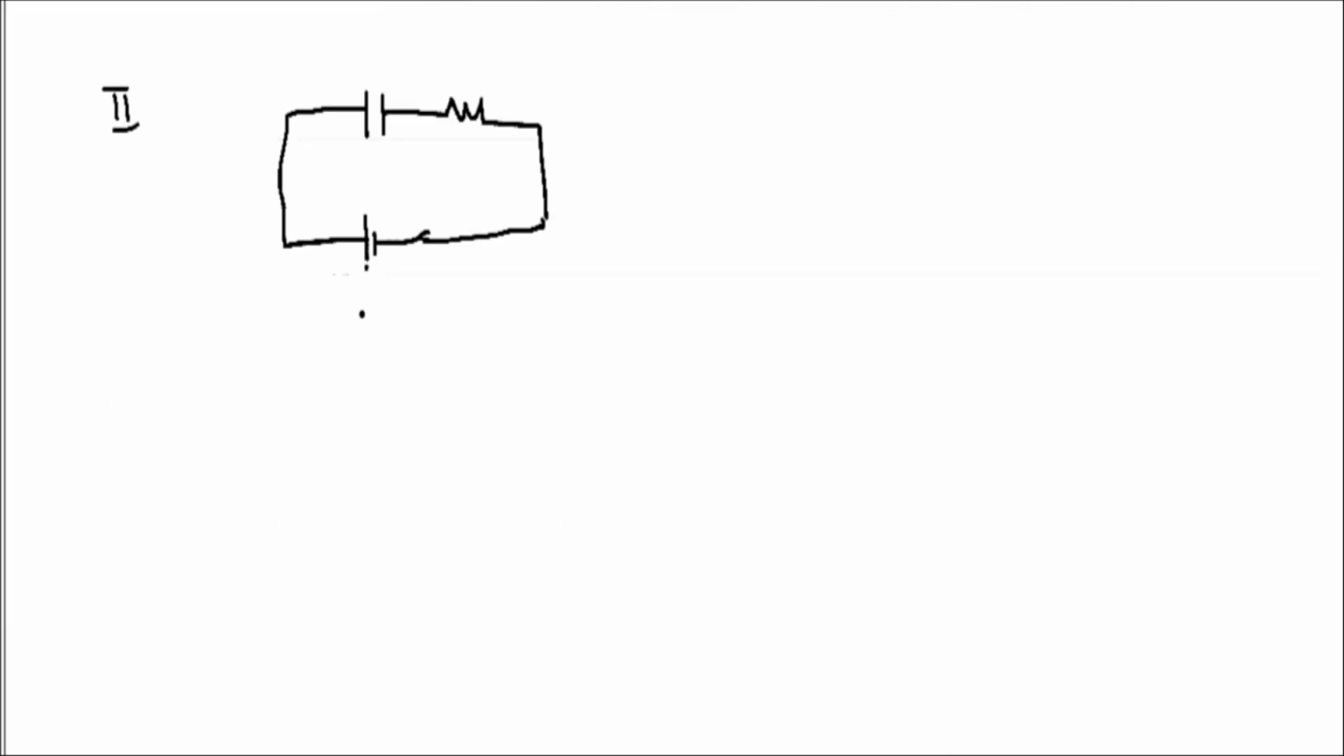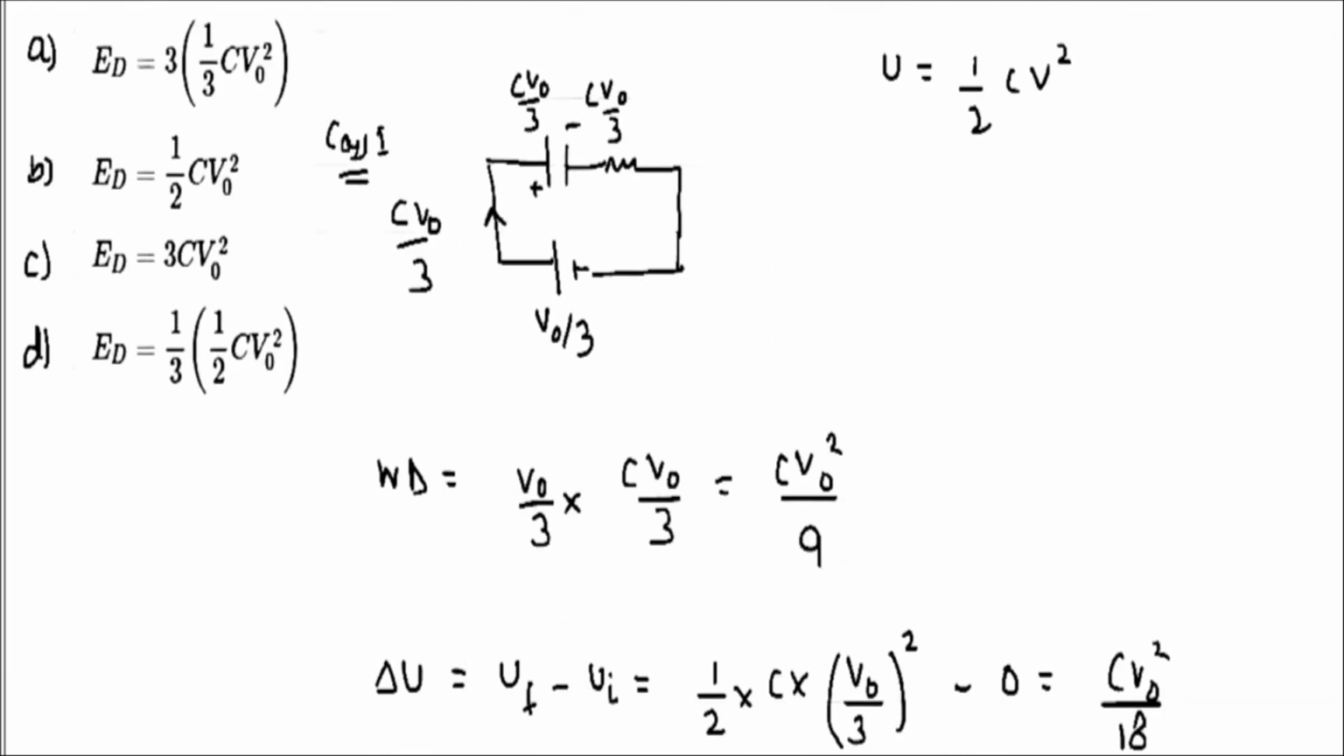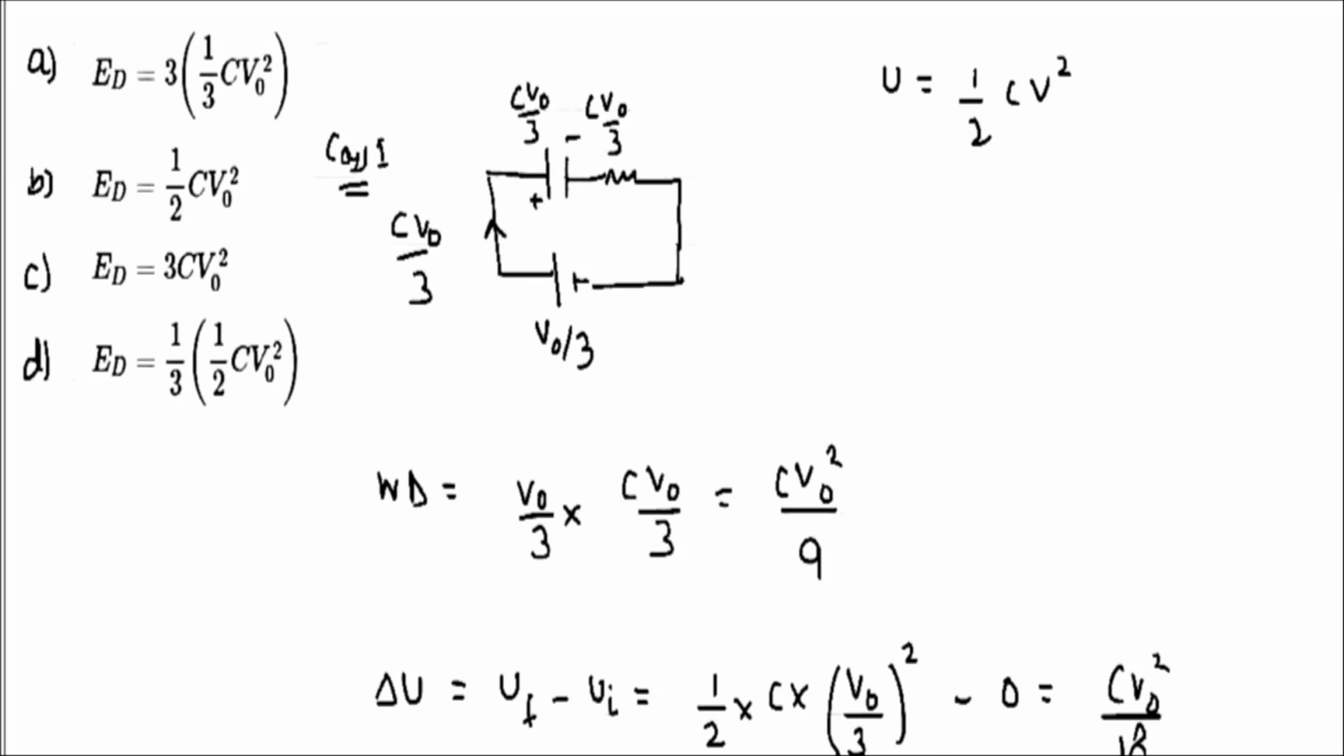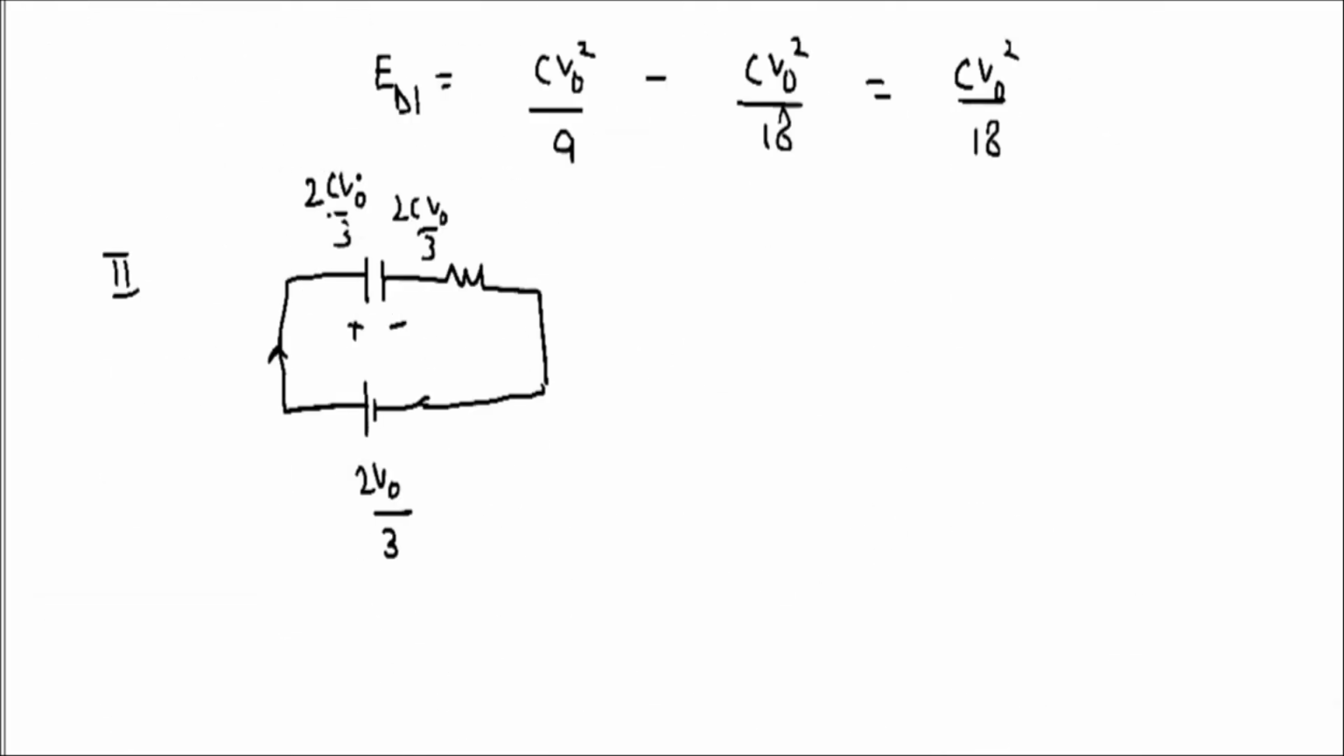In the second case, we are supplying 2 V naught by 3. So after a long time, what is the charge which is developed here? It is C into V, capacitance times the value of this voltage. So it would be equal to 2C V naught by 3, and here it would be 2C V naught by 3 after a long time. This is plus, this is minus. Now initially what was the charge here? Initially it was equal to C V naught by 3, and finally the charge is 2 C V naught by 3.